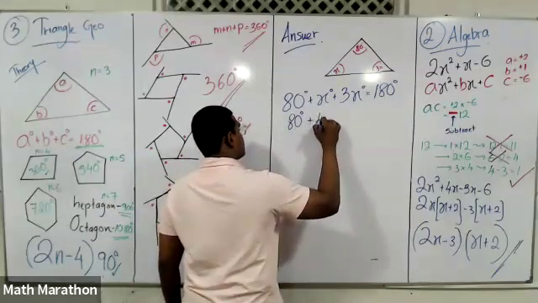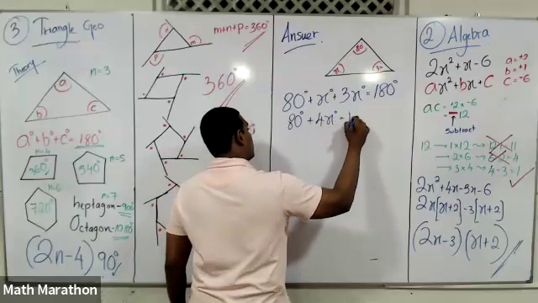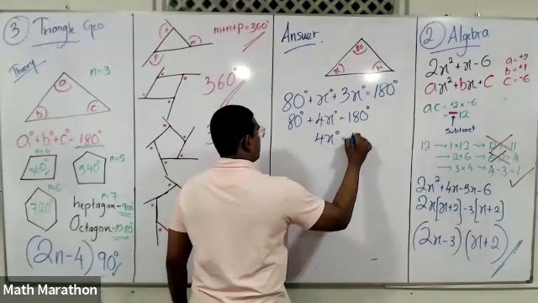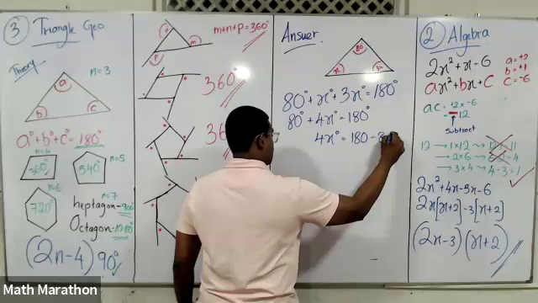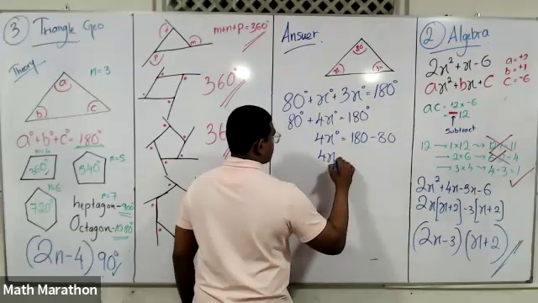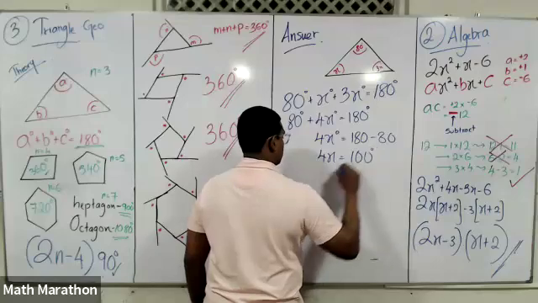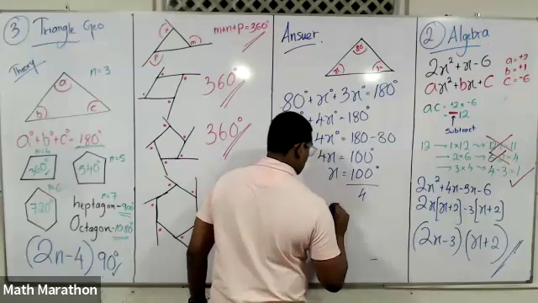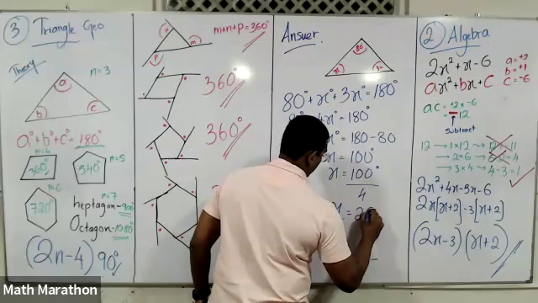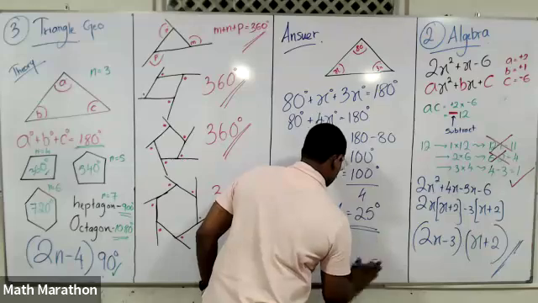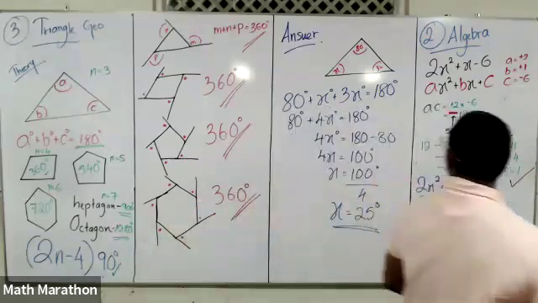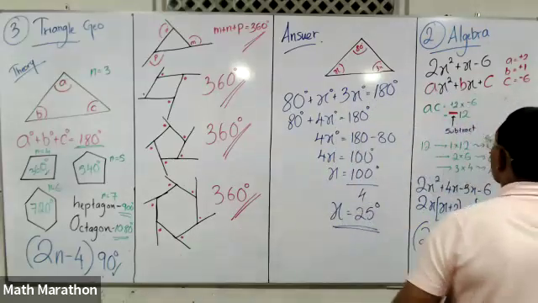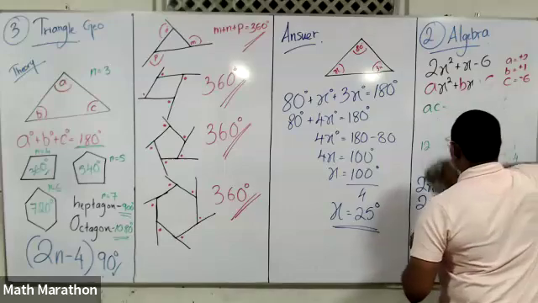80 plus 4x equals 180 degrees. 4x equals 180 minus 80. 4x equals 100 degrees. x equals 100 divided by 4. x equals 25. I take this down, kids.